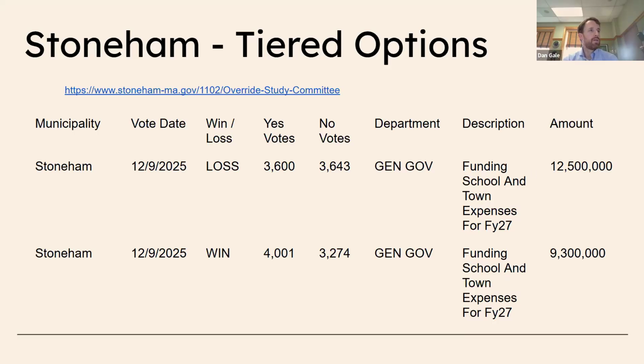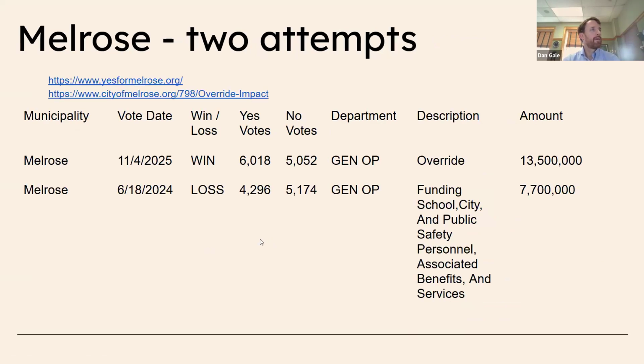In this case it didn't pass; you can see it failed by only about 43 votes. So they almost got the 12.5. They were a couple people away from getting that. But they did pass the 9,300: you'll see the yes votes are 4,000, no votes 3,000. They had a very involved city, town, and select board, so they actually created an override study committee. It is ideal if you can get the town, select board, and people involved in advocating for this.